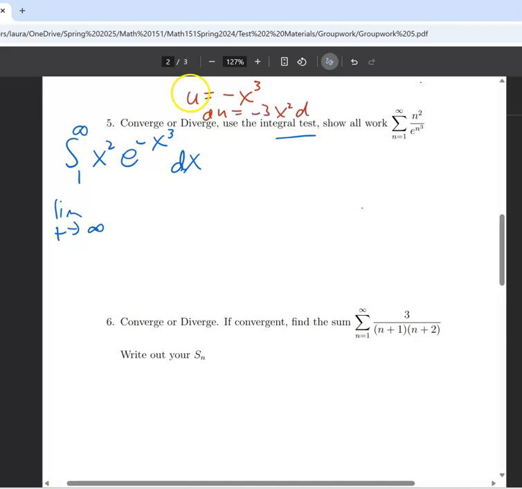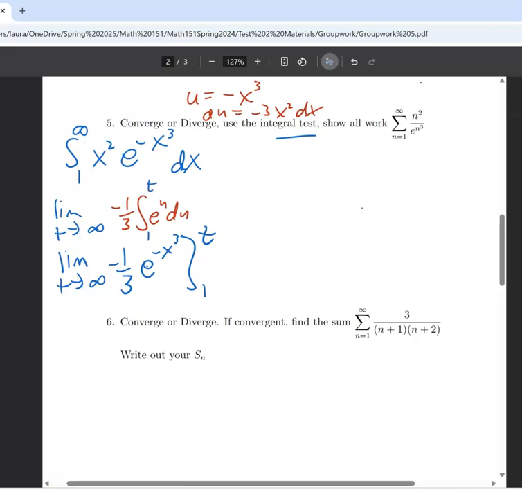Negative 3x squared dx. So I get a negative 1/3 e to the u du. And then let's take the antiderivative, and you know that's e to the u. And so then I'm going to put the u back in between 1 and t. Oops, I forgot to put the 1 and t here.